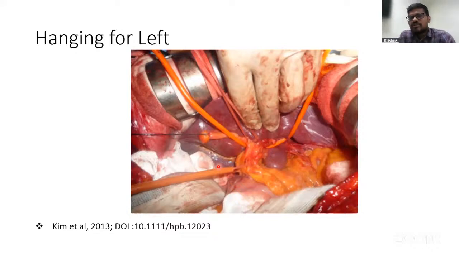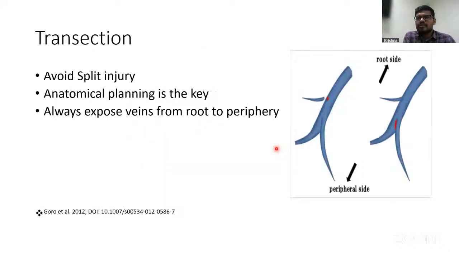Usually for left hepatectomy, hanging maneuvers are not needed. But if at all we want to use the hanging maneuver for the left hepatectomy, it is always better to have the tape above the ligamentum venosum, so that the caudate pedicles will not be injured during transection. During transection for these hepatic venous guided approaches, we should always expose the veins from the root to the periphery, and we should always try to avoid a split injury, because the split injury may extend onto the cava.